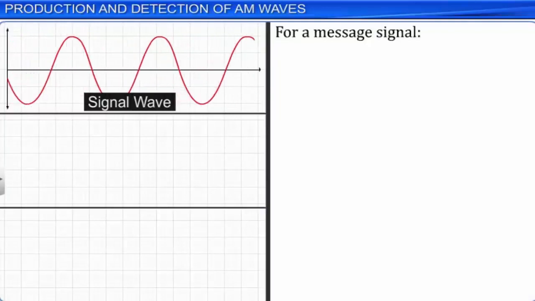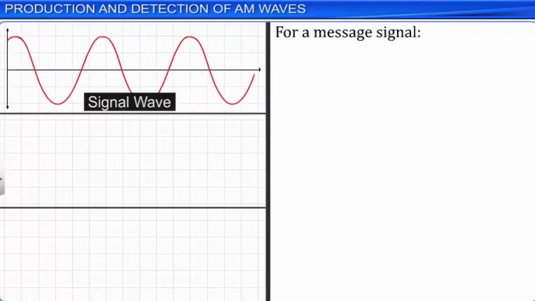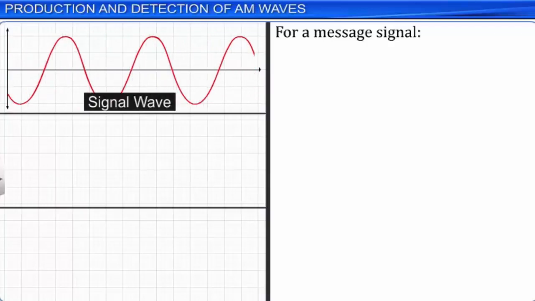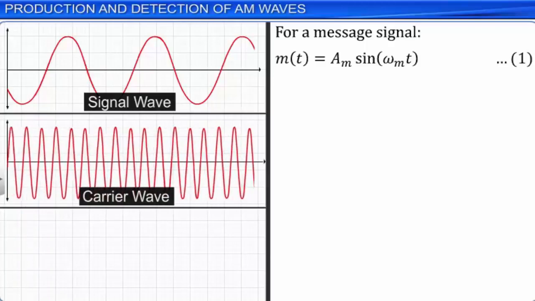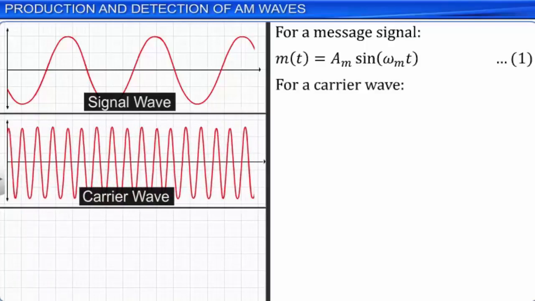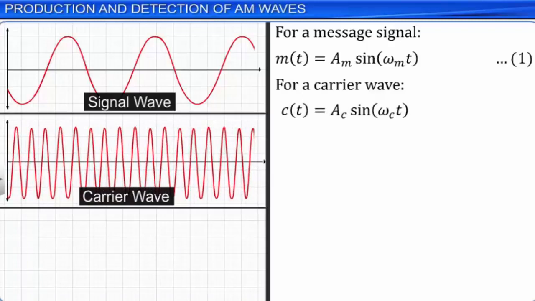You have also learnt earlier that the expression of a sinusoidal message signal is given by the equation m(t) = Am sin ωm t, where Am is the amplitude of the signal and ωm is its angular frequency. Let this be equation 1. The equation for a sinusoidal carrier wave is given by c(t) = Ac sin ωc t, where Ac is the amplitude of the carrier wave and ωc is its angular frequency. Let this be equation 2.